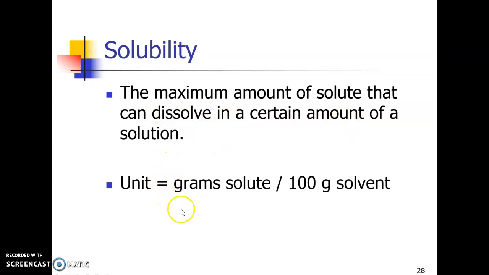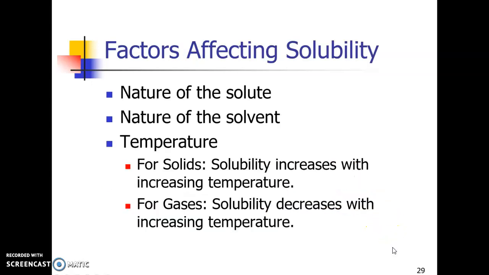In the notes that we're doing today, and in most cases where you're given solubility graphs, that will be in grams of solute per 100 grams of solvent, and the solvent is usually water. So the factors that affect solubility are the nature of the solute, the nature of the solvent. Think back to the polar versus nonpolar kind of thing. And then also temperature affects the solubility of substances.